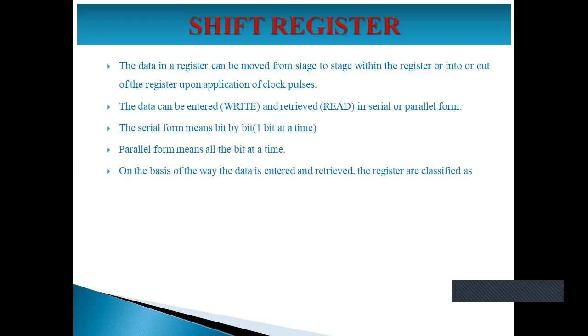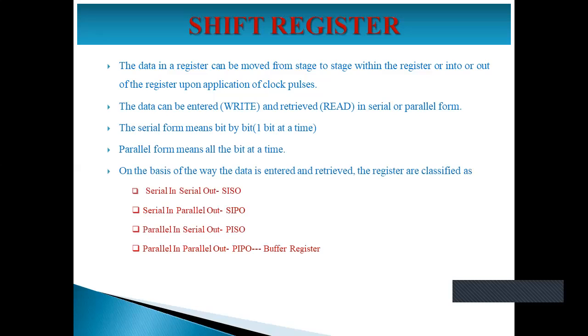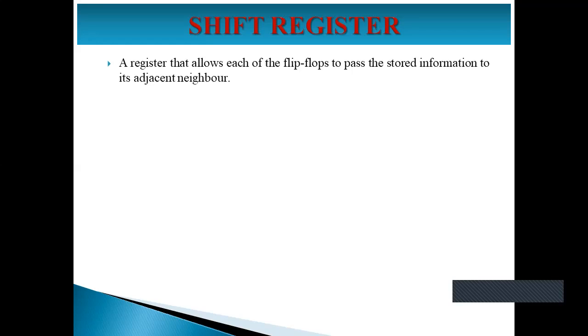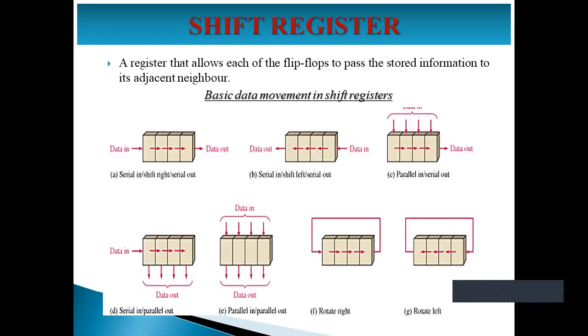On the basis of the way the data is entered and retrieved, the registers are classified as serial in serial out, that is SISO, serial in parallel out, SIPO, parallel in serial out, PISO, and parallel in parallel out, that is PIPO. It is also called a buffer register. Now, a shift register allows each of the flip-flops to pass the stored information to its adjacent neighbors. Okay, and the basic data movements in shift registers are given below. So let us see one by one.